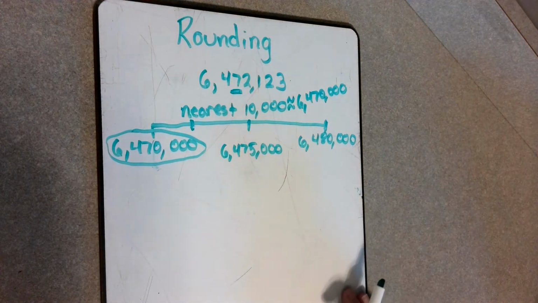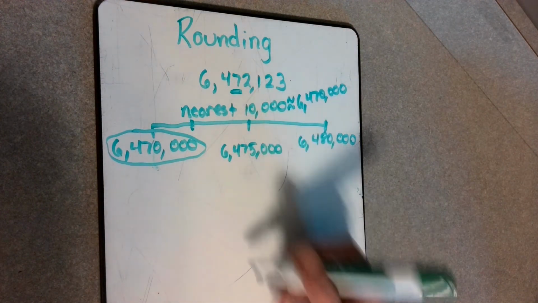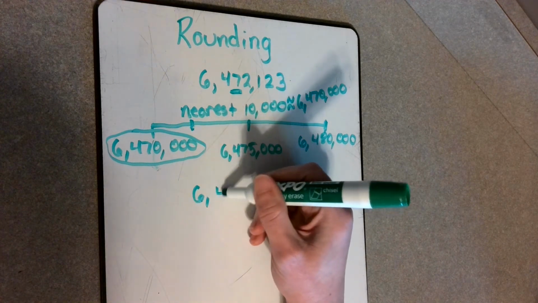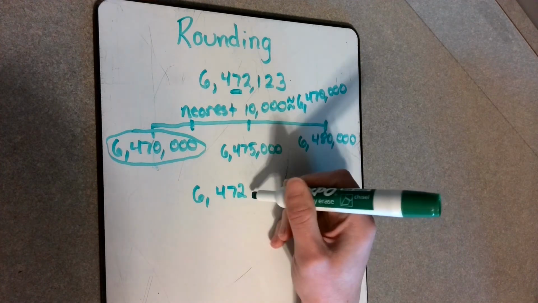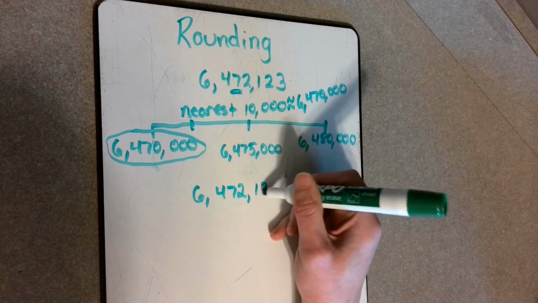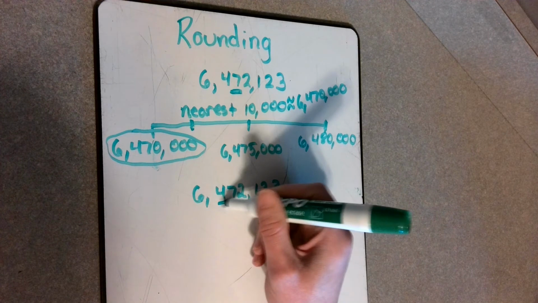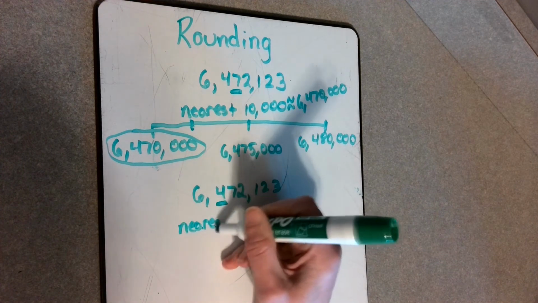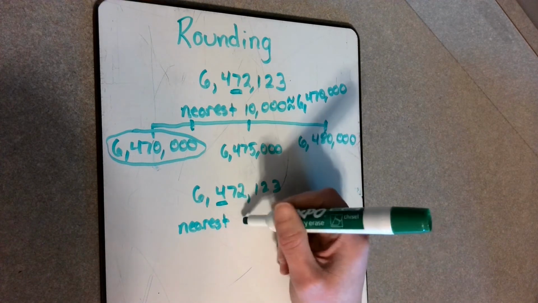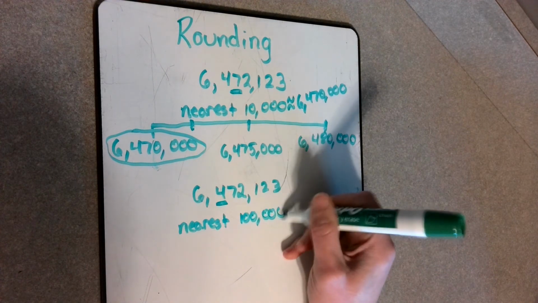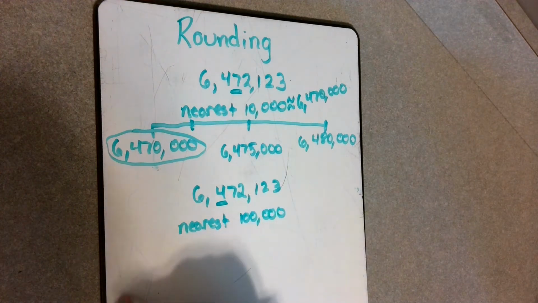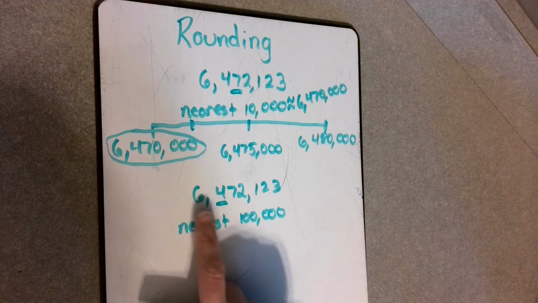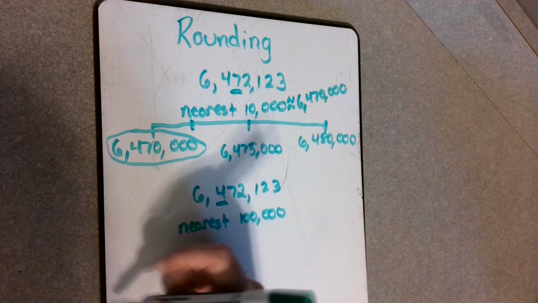Okay, let's do the same number as we round to different digits. So right underneath your work, we've got that same number, 6,472,123. We'll round this to the nearest 100,000. So go ahead and jot that task underneath the problem. Okay, setting up my lower number. The digits before the number that I'm rounding to stay the same. Everything else goes to 0.